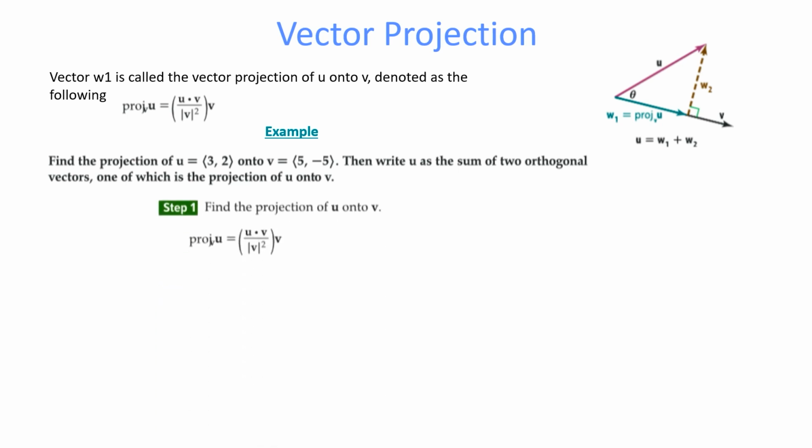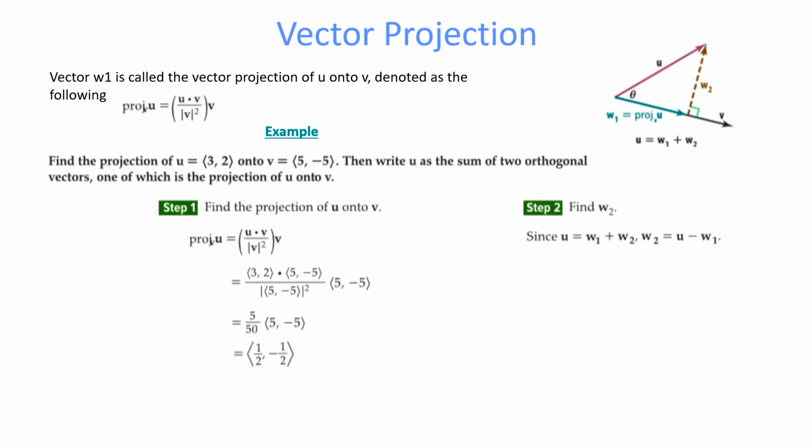Step 1, we can find the projection using the formula. We plug in the dot product and the magnitude, and we work it through to get 1/2 and minus 1/2. Step 2, we can find W2. Since U equals W1 plus W2 and W2 equals U minus W1, we can find W2 by working it through and getting the answer 5/2, 5/2.